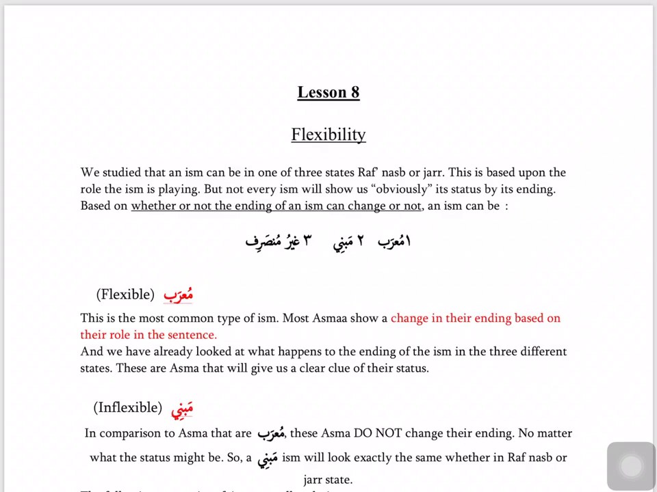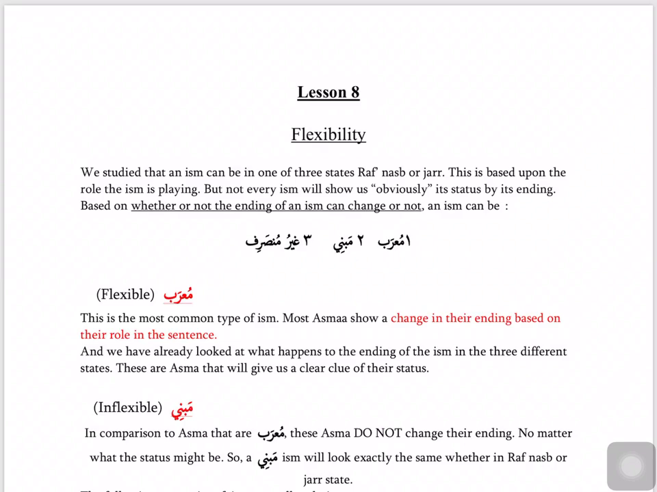To tell if an ism is raf, nasb, or jar, we first see if there is any ending. There are 6 endings that we look out for: ani, aini, ina, una, atun, atin. If the ism does not have any of these endings, then we can look for the haraka on the last letter and decide the status of the ism. And so now we come to something that is called flexibility. You can think of this as an extension of the status property of ism.